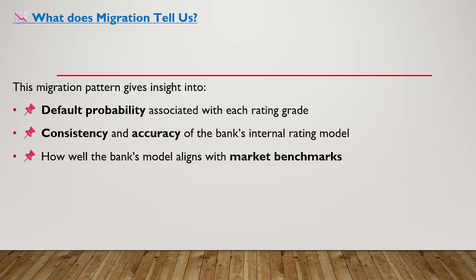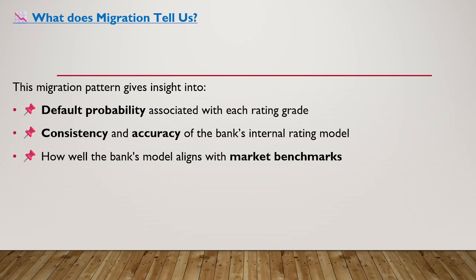Here's where it gets really interesting. What if our model gives a much higher default rate than what is generally accepted in the market? Let's say external rating agencies like CRISIL or ICRA report that rated borrowers typically have a default rate of just 0.2%. But in our internal model, we are seeing a 2% default rate for the same category. That raises a red flag. It shows that our model is not as risk sensitive as it should be.